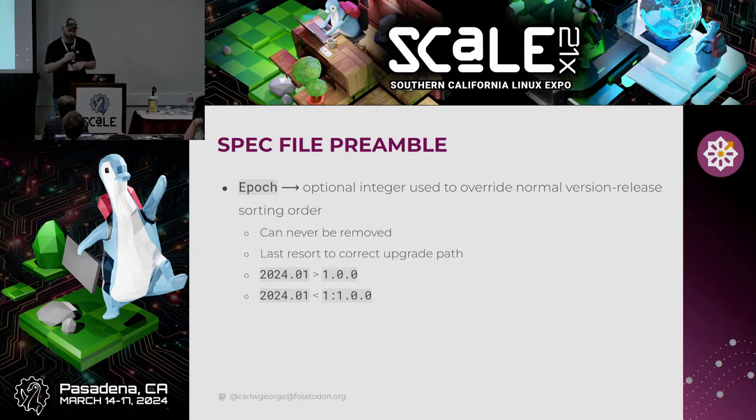You don't have to put epoch zero in your spec files. You normally shouldn't have to touch this. It is few and far between where this is actually needed. Some people make mistakes, and I've seen it before. Some packages you'll see in Fedora and CentOS and RHEL have a really high epoch, like 70. And there's no way that an upstream project has changed their versioning in a non-sorting way 70 times. It's just not.